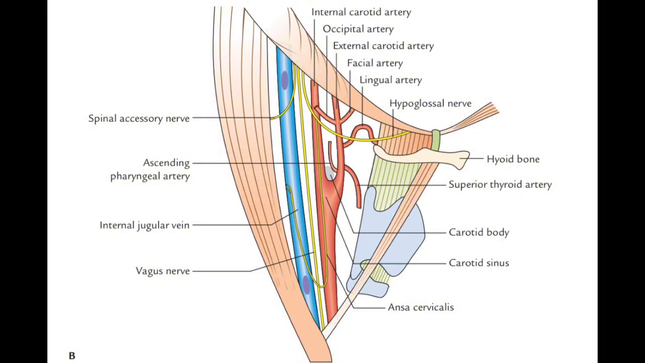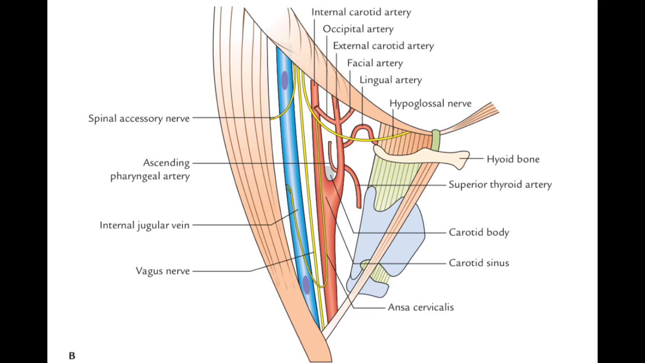You have the external carotid artery, which leaves, and its 5 branches. You have the carotid sinus. The carotid sinus is the dilation where the common carotid artery divides into internal and external carotid artery at the upper border of the thyroid cartilage.